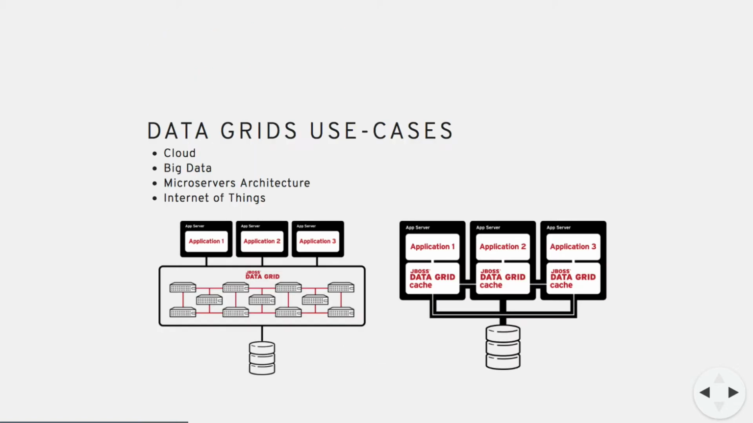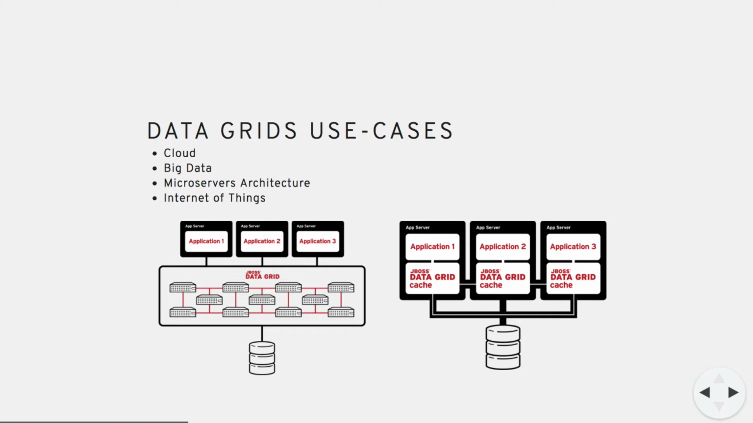Some common data grid use cases are, for example, cloud and big data, where we want to be able to scale the data store almost indefinitely, but also things like microservices architecture, where an application in itself should rarely have state, and the state can then be kept in something like a data grid, giving the possibility to share data between different applications, like for example a user profile that has to be shared among many services in a microservices architecture.